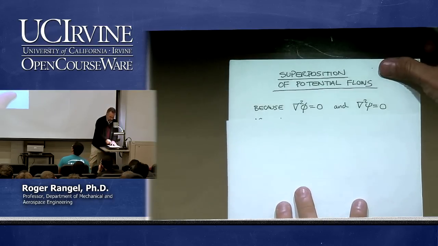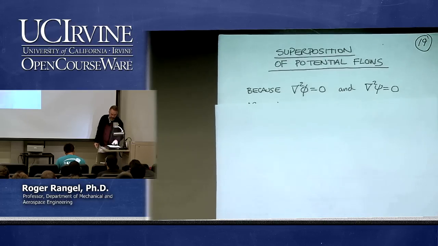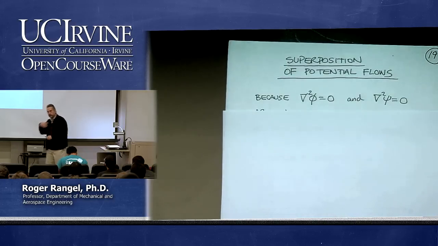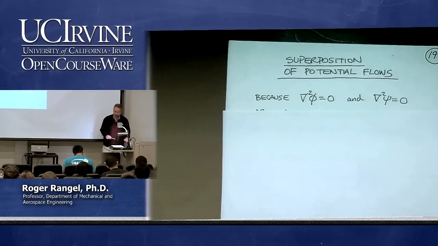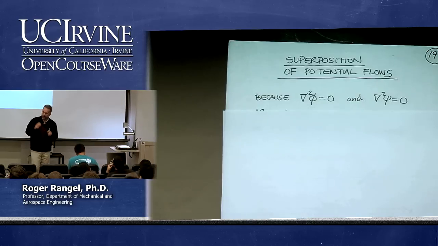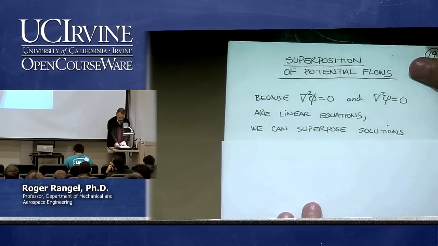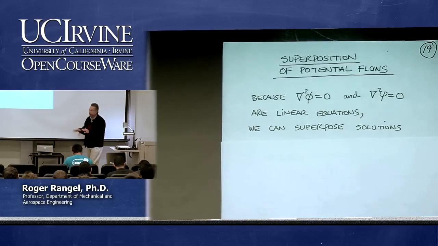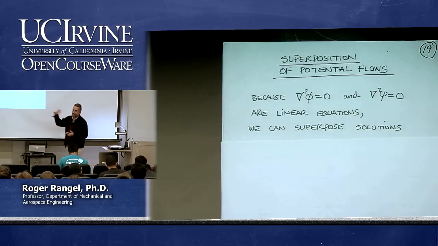Remember, both the velocity potential and the stream function for these flows that we're looking at satisfy Laplace's equation. We proved that earlier. The velocity potential phi satisfies Laplace's equation. The stream function psi satisfies Laplace's equation. And Laplace's equation is a linear equation. And because it is a linear equation, solutions can be added together to create new solutions. And that's the principle that we're using. Linear equations, so we can superpose solutions. You have two solutions, you add them together, you get another solution. You add another to those, you get another solution, which is valid.